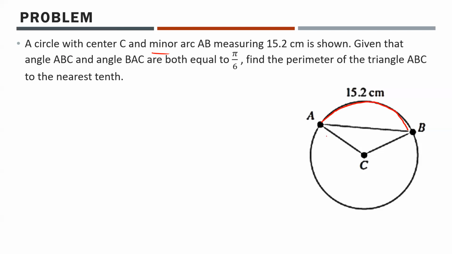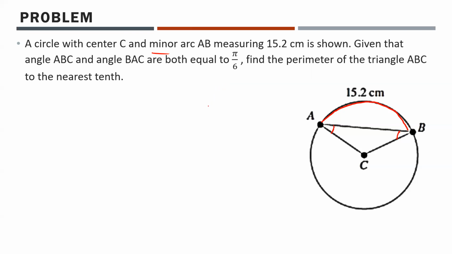Given the angle ABC right here, that's that angle in this triangle, and angle BAC, that's this one right here, are both equal to pi over 6, find the perimeter of the triangle ABC to the nearest tenth. Ooh, this is a sneaky one. This is a really, really sneaky one. My goodness, holy smokes. This actually might even be a haul back to math 20-1. Okay, interesting. Wow. So we want to find the perimeter of that triangle.